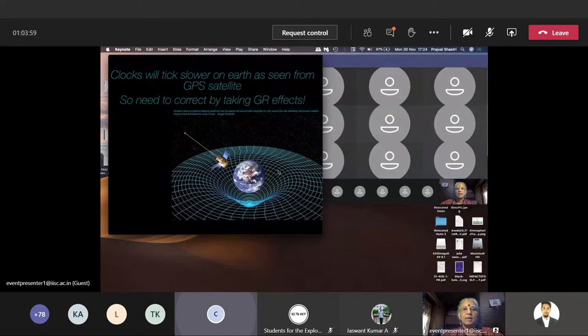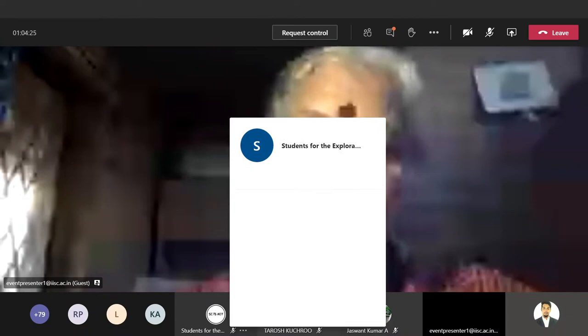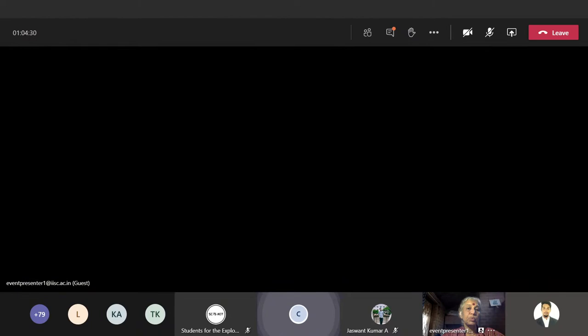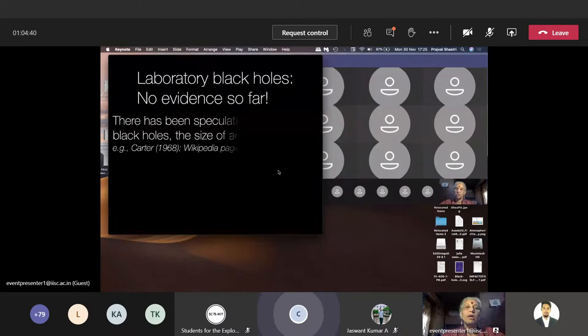For example, our GPS system can only work if general relativity is taken into account. I will not dwell on that. But let me go back to the formula that Karl Schwarzschild found when he solved Einstein's general relativity equation. So does this formula tell us that there is a minimum mass? It does not. It just gives a relationship between the size and the mass. So are there objects like this that trap light, namely black holes, which are seen in the laboratory? Not so far.